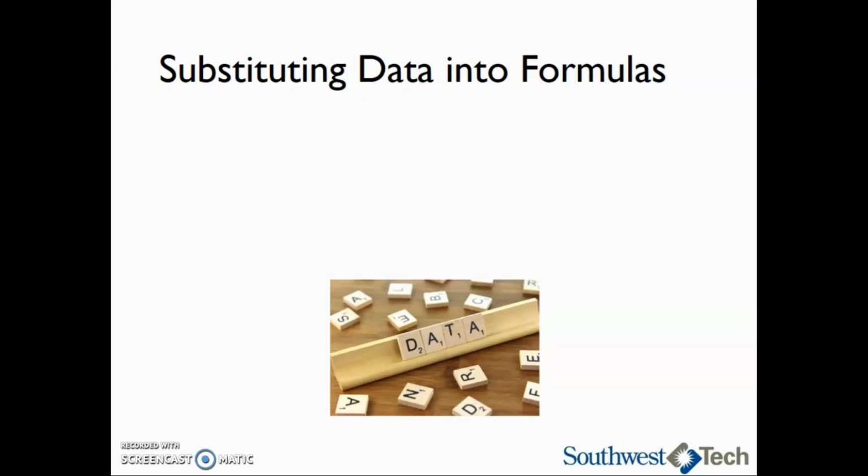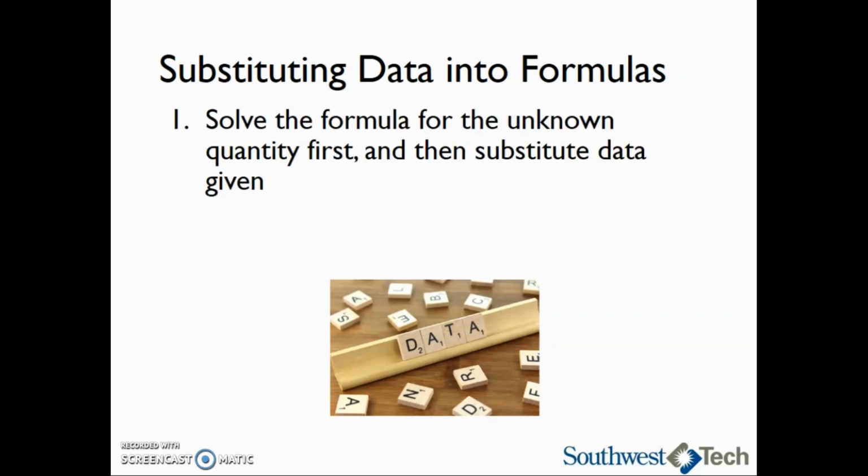This second lecture video is going to cover how to substitute data into formulas. There are two ways that we can substitute data into formulas. We can first solve the formula for the unknown quantity to create a working equation, just like we did in the last lecture video, and then we can substitute the data that we are given to solve for an answer.